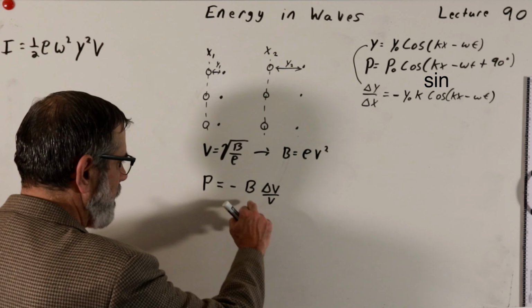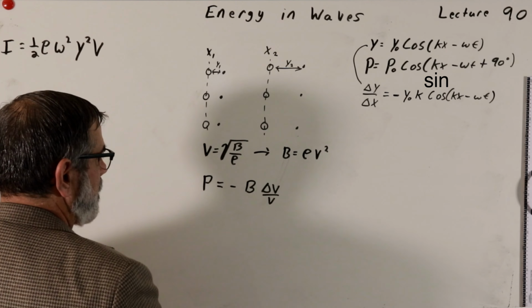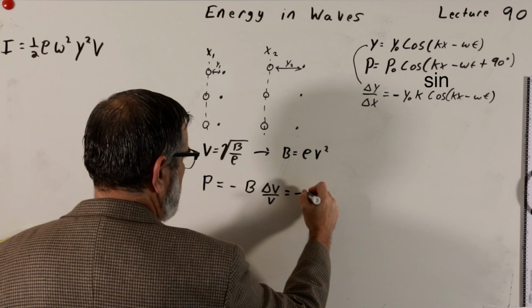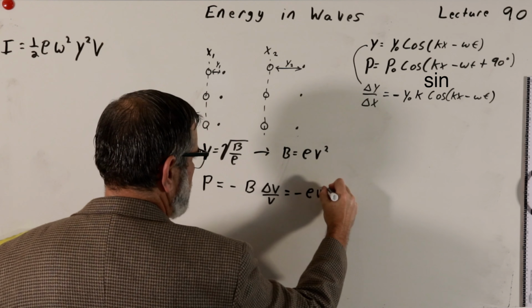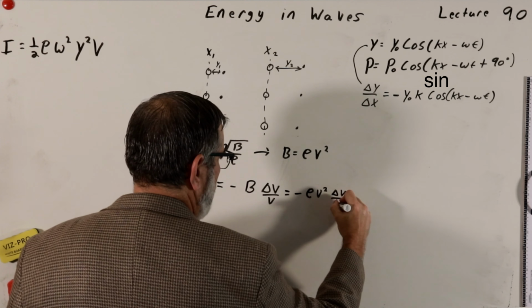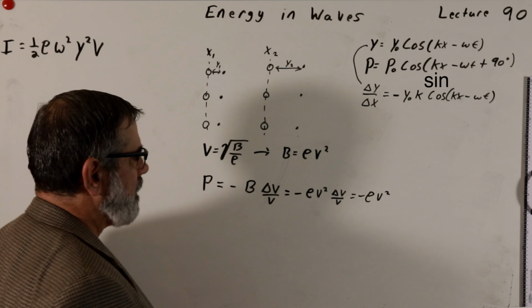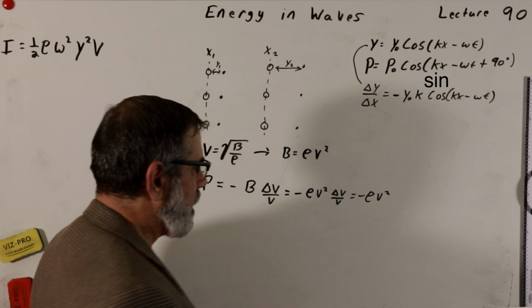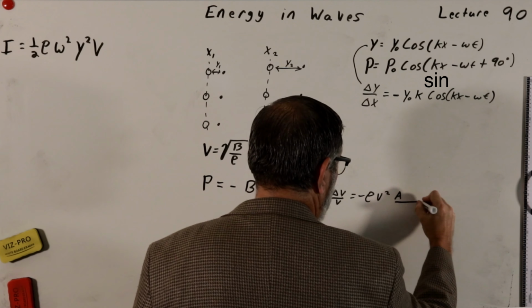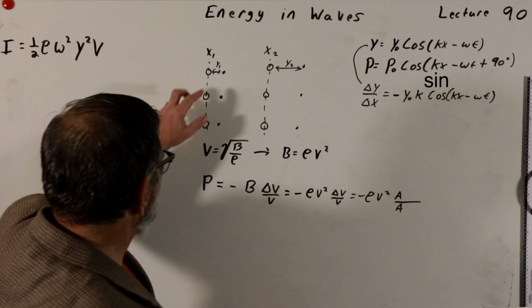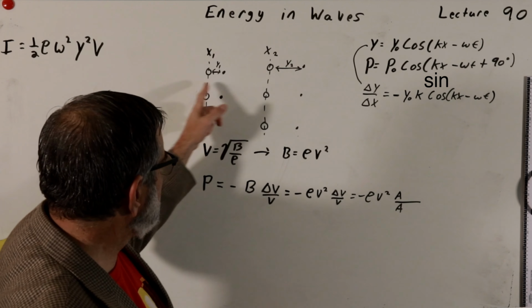I can substitute in for the wave speed, because I know what B is. So that's going to be minus rho v squared delta V over V. Delta V and V I can express in terms of their cross-sectional areas, which are going to cancel, of course. So that's the cross-sectional area times this distance here, so it's the delta x.